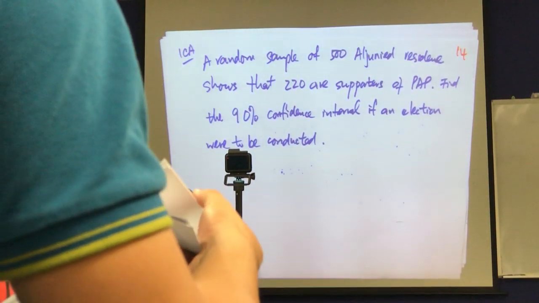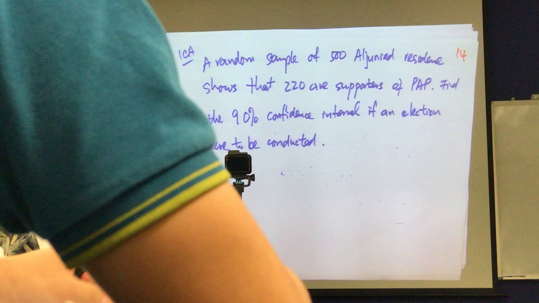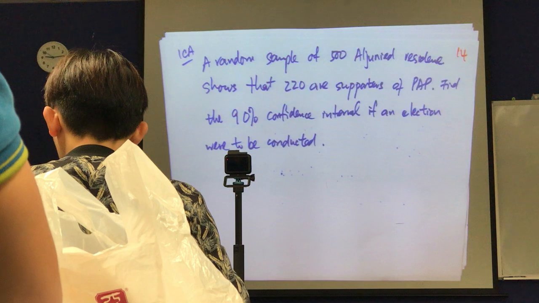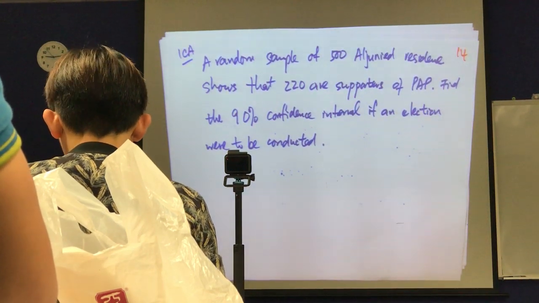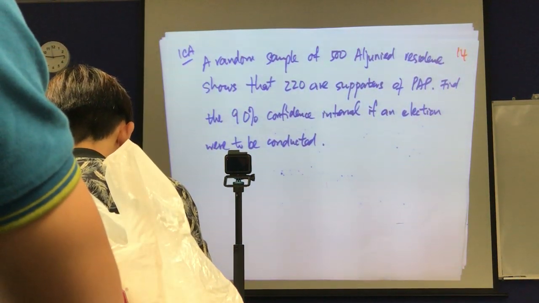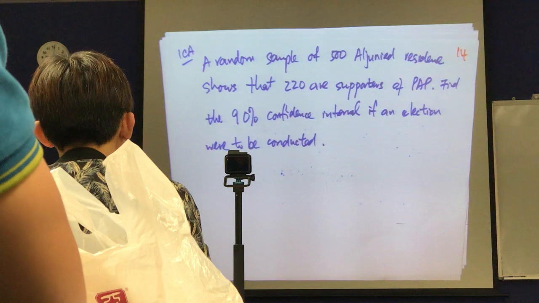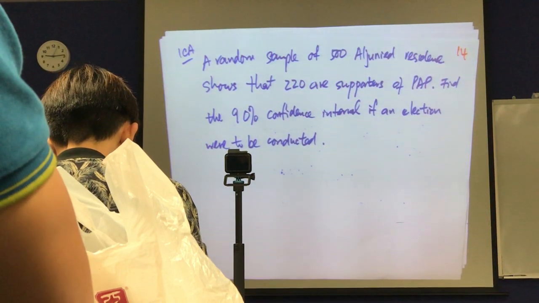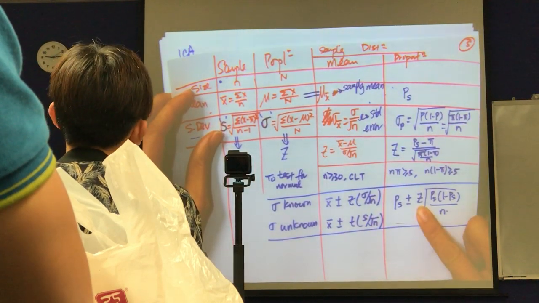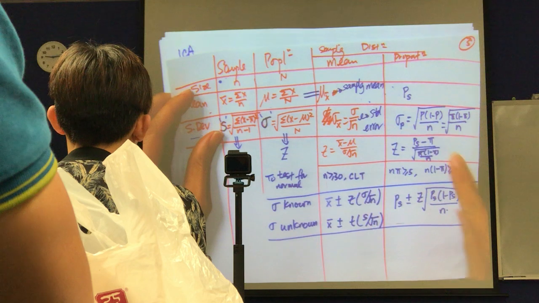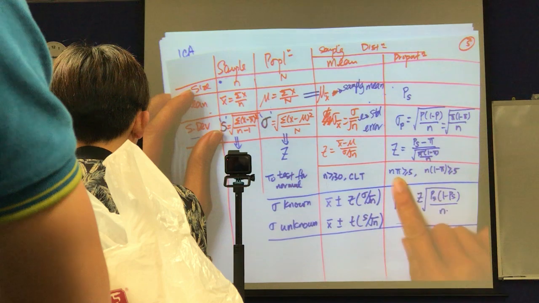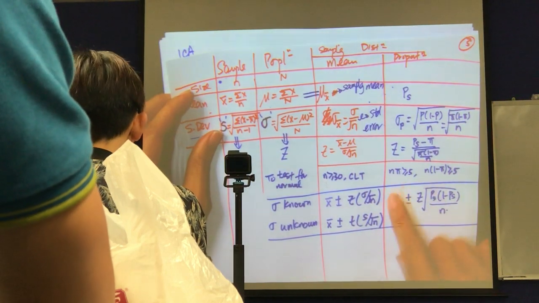So a random sample of 500 alternate residents shows that 220 are supporters of PAP. Find the 90% confidence interval if an election were to be conducted. So first of all, look at this one. Is it mean or proportion? Proportion. Then you follow this one here, and you check, does it satisfy this one here? If you satisfy this, and 90%, you just follow this one here.